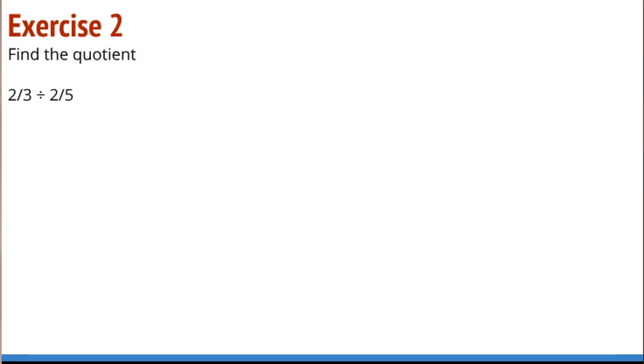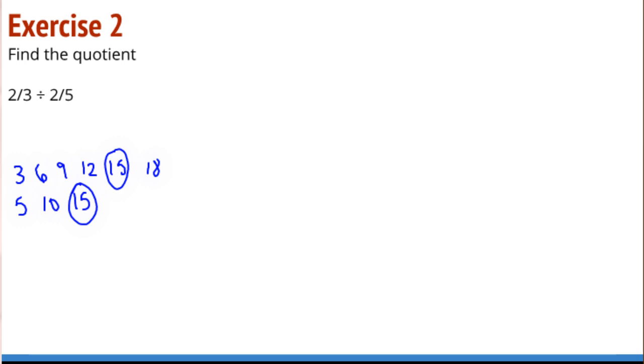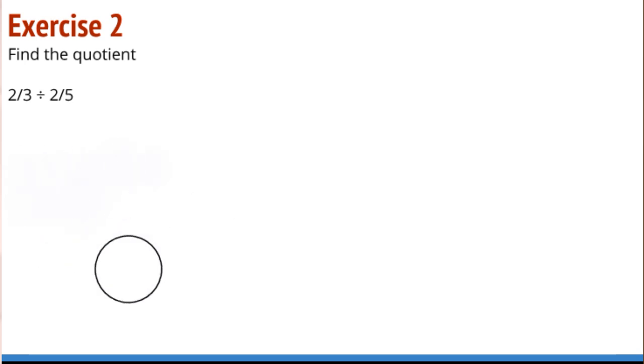2/3 divided by 2/5. Well, I don't have the same denominator, so first thing that would be really useful is if I could just get the same denominator. So do a little multiple work here. 3, 6, 9, 12, 15, 18, 5, 10, 15. Aha! 15 will be my new denominator because it is the least common multiple.